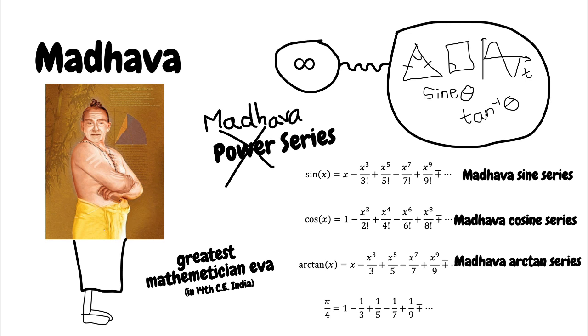But if he did find this, then why didn't Madhava get the credit himself? We can't find his work. The only sources were the mathematicians who referenced him. Newton and Leibniz and other Western mathematicians were 300 years too late.